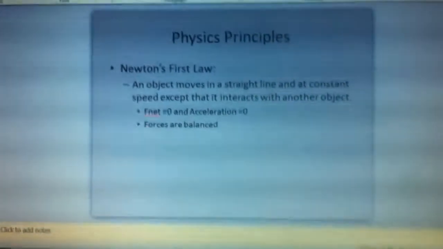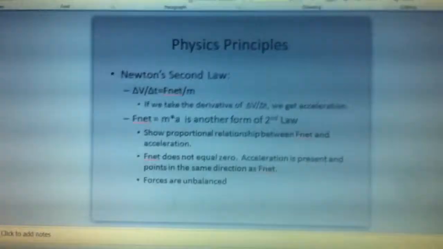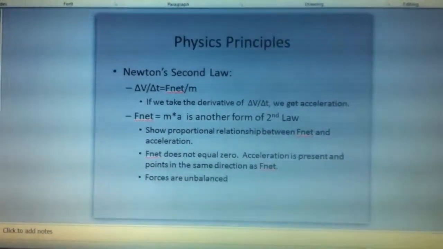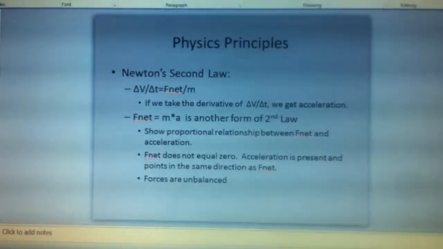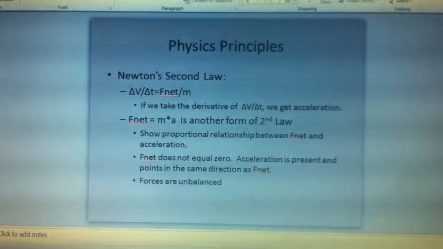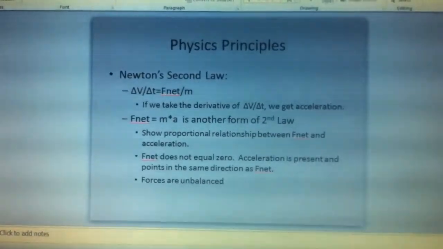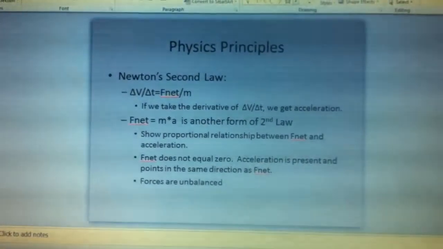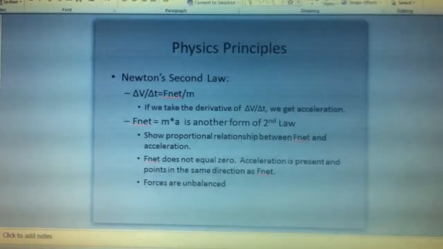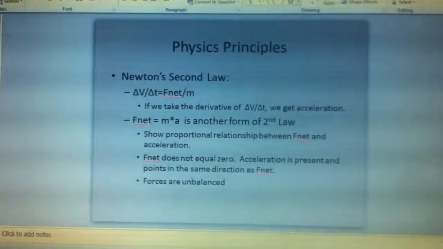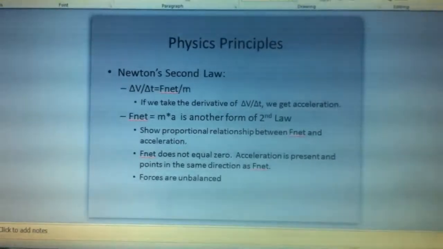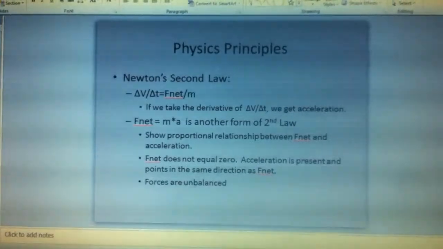The second physics principle present is Newton's second law, which is the change in velocity over the change in time equals the net force divided by mass. The derivative of the change in velocity over the change in time will give us acceleration and a second form of Newton's second law, which is net force equals mass times acceleration. This shows a proportional relationship between force and acceleration, which tells us that net force and acceleration will point in the same direction. In this scenario, forces are unbalanced.